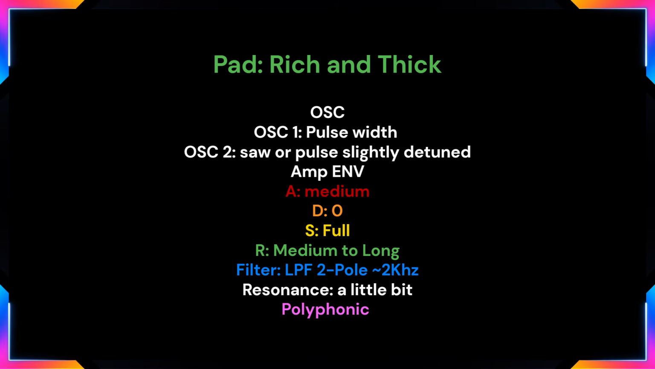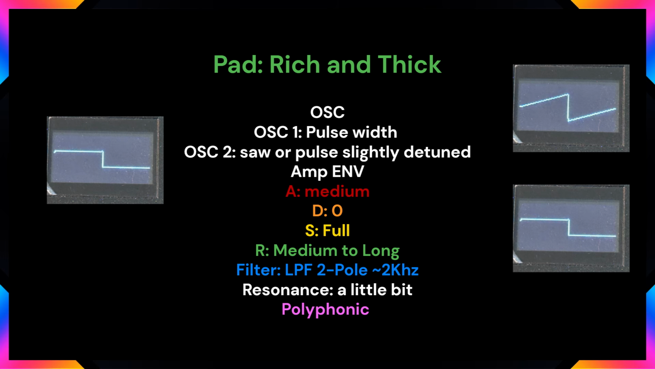For the pads, I chose rich and thick and smooth and airy. A rich and thick pad uses two oscillators, oscillator 1 with a pulse width, and oscillator 2 with a saw or pulse wave slightly detuned. The amp envelope has an attack of medium long, decay at 0, sustain at full, and release at medium to long. The filter is a 2-pole low-pass filter around 2 kilohertz. The resonance is just a little bit, and it is polyphonic.